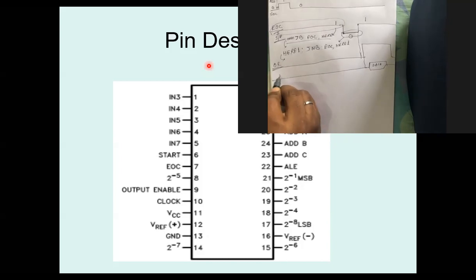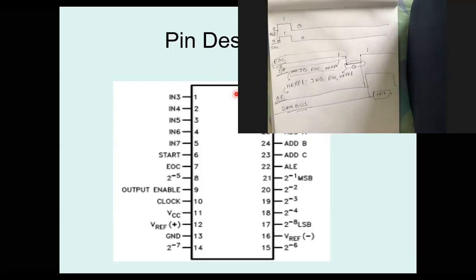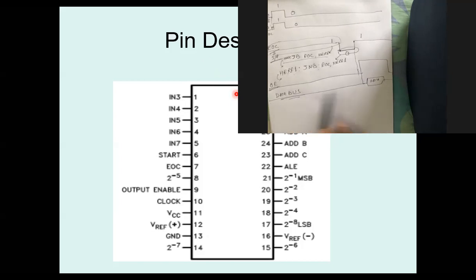This is nothing but the data bus. Basically, first we give the ALE signal, then the SOC signal, then we check with JB EOC, waiting on this line. Whenever it goes low, again we use JNB EOC, then the OE signal is made high, and in that particular time interval we get the data. That is the function done by the ADC.